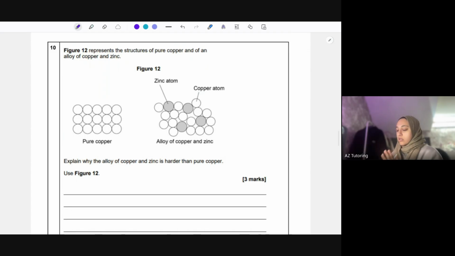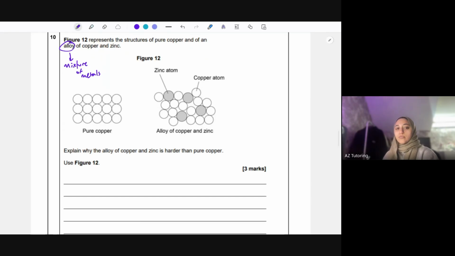Okay, question 10. Figure 12 represents the structures of pure copper and an alloy of copper and zinc. Now, an alloy just means mixture of metals, whereas pure substances just have one metal inside. So you can see pure copper there, and you've got an alloy of copper and zinc. Alloys are the more common ones around the world that we use because they're a lot harder.